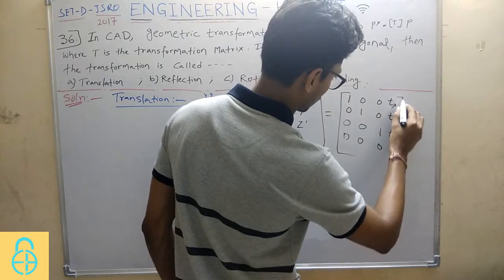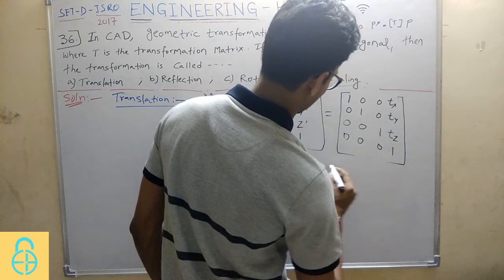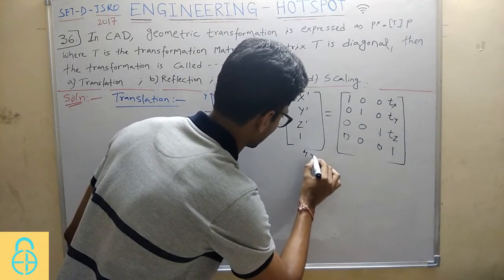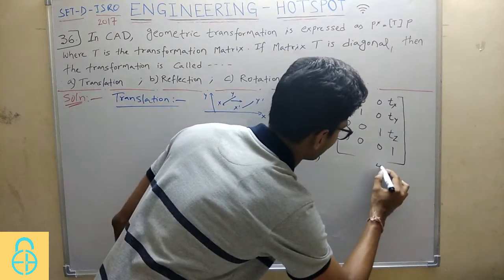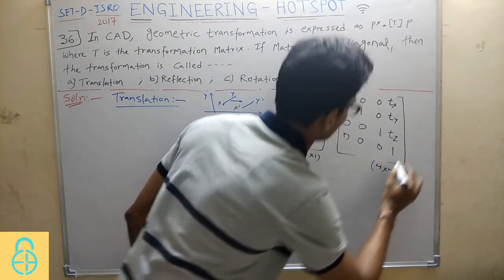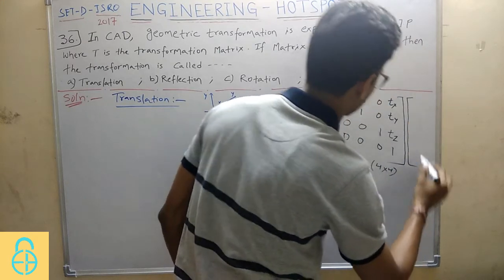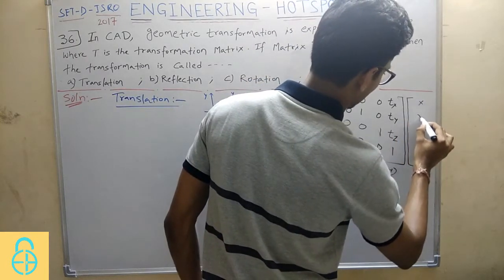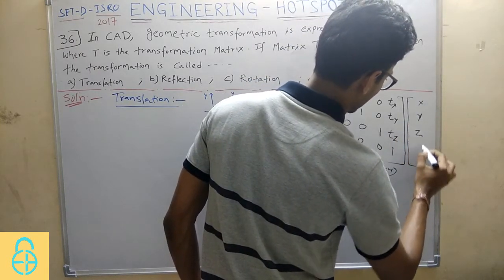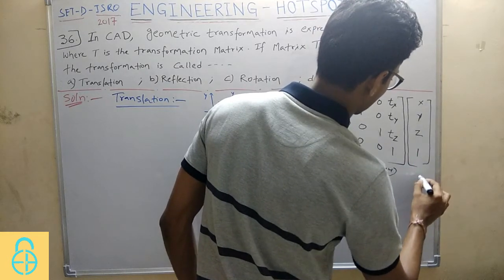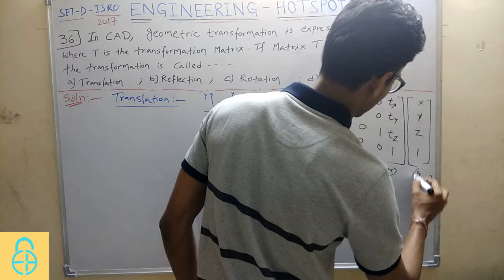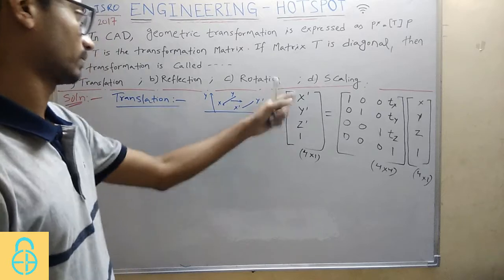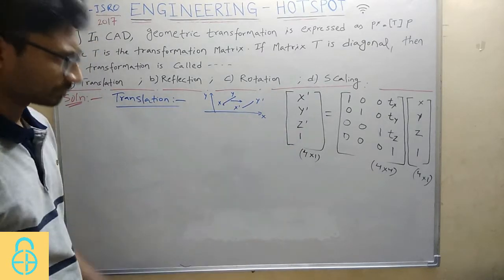So now we have got a 4 cross 4 matrix. This is our 4 cross 1 matrix. This is the 4 cross 4 matrix. And here we will have the initial coordinates, that will be x, y, z, 1. This is again a 4 cross 1 matrix. If you multiply this, you will get a 4 cross 1 matrix, which is this one. So it is represented in this way.